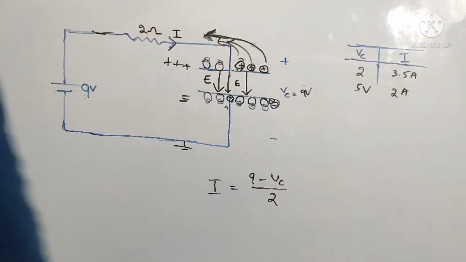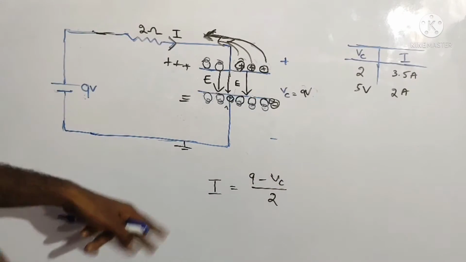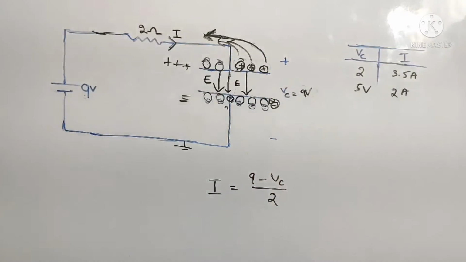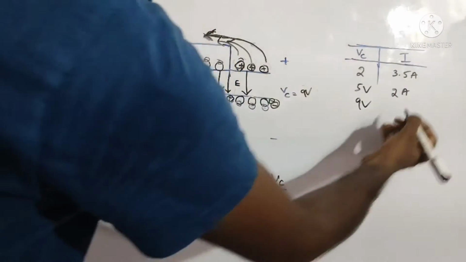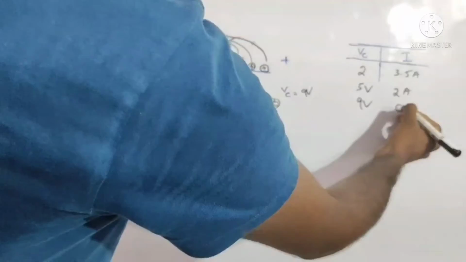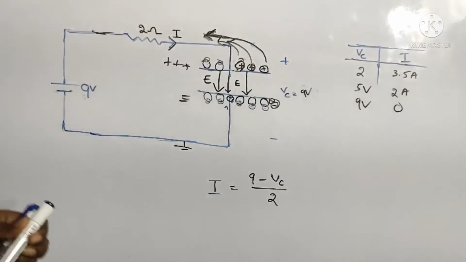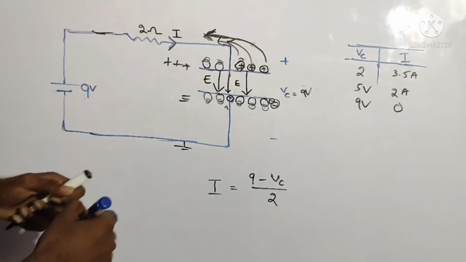So this is 9 volts now. Now you can observe here, 9 minus 9 is nothing but 0 over 2. If I take VC as 9 volts, the current will become 0. Here observe this carefully. Here the current is 0.